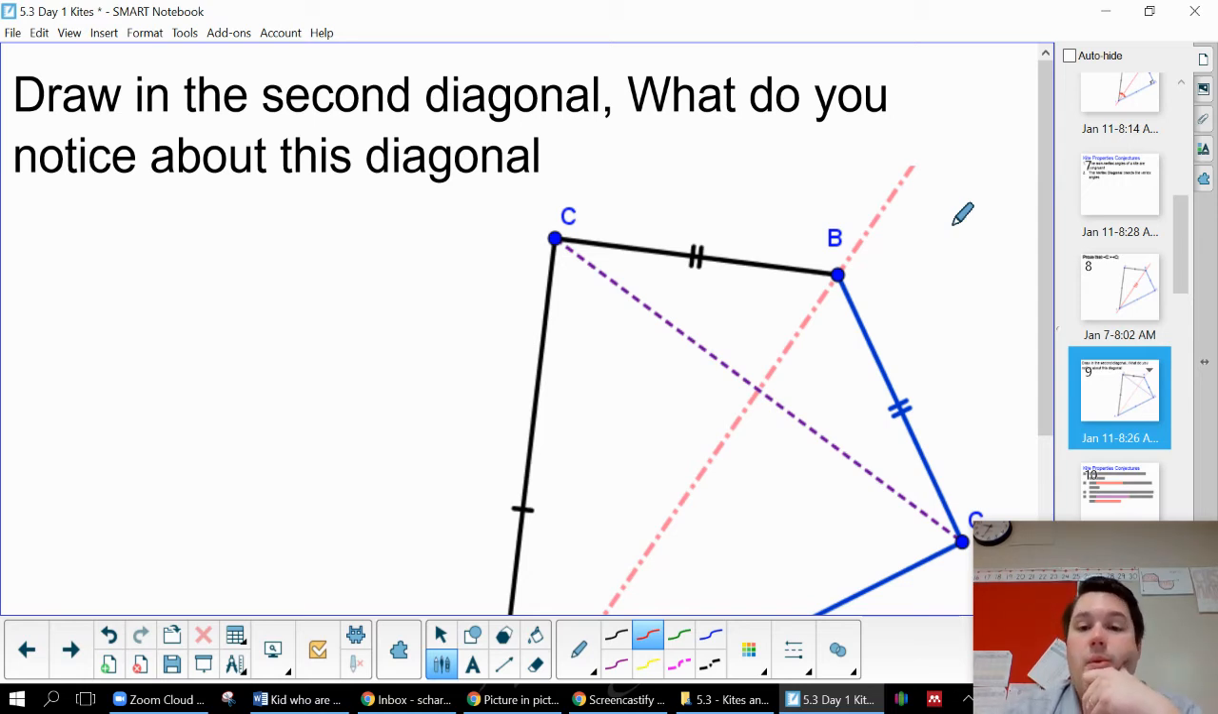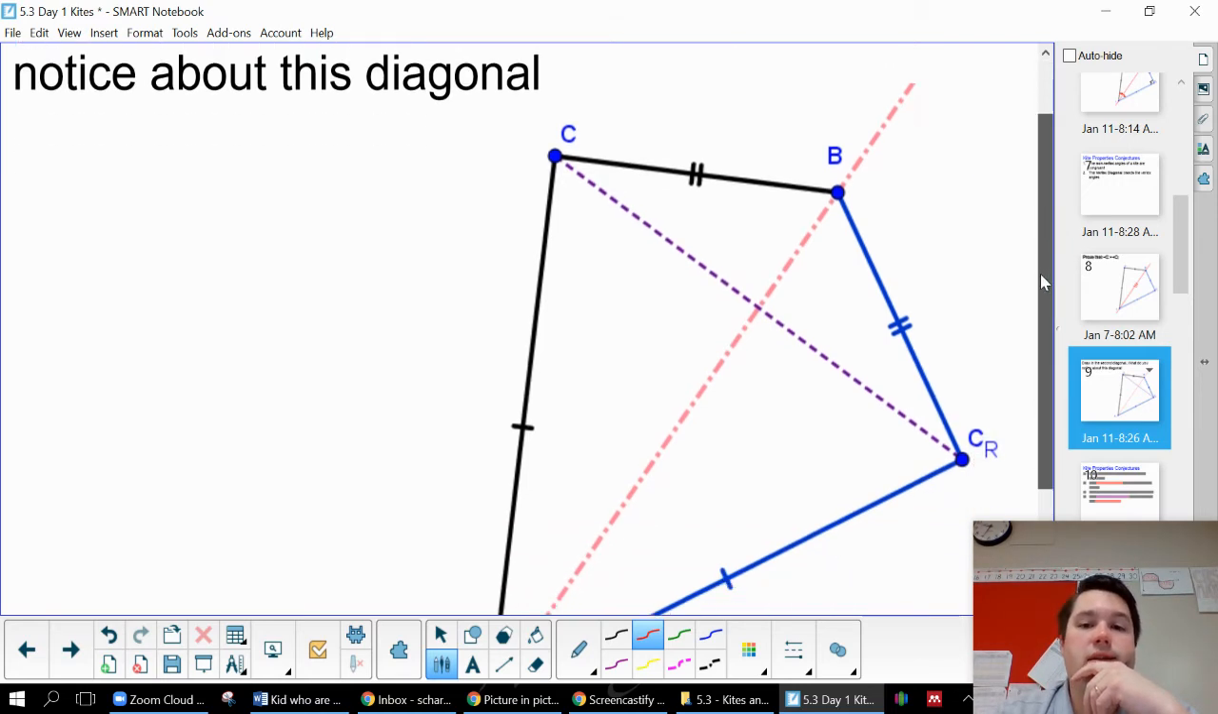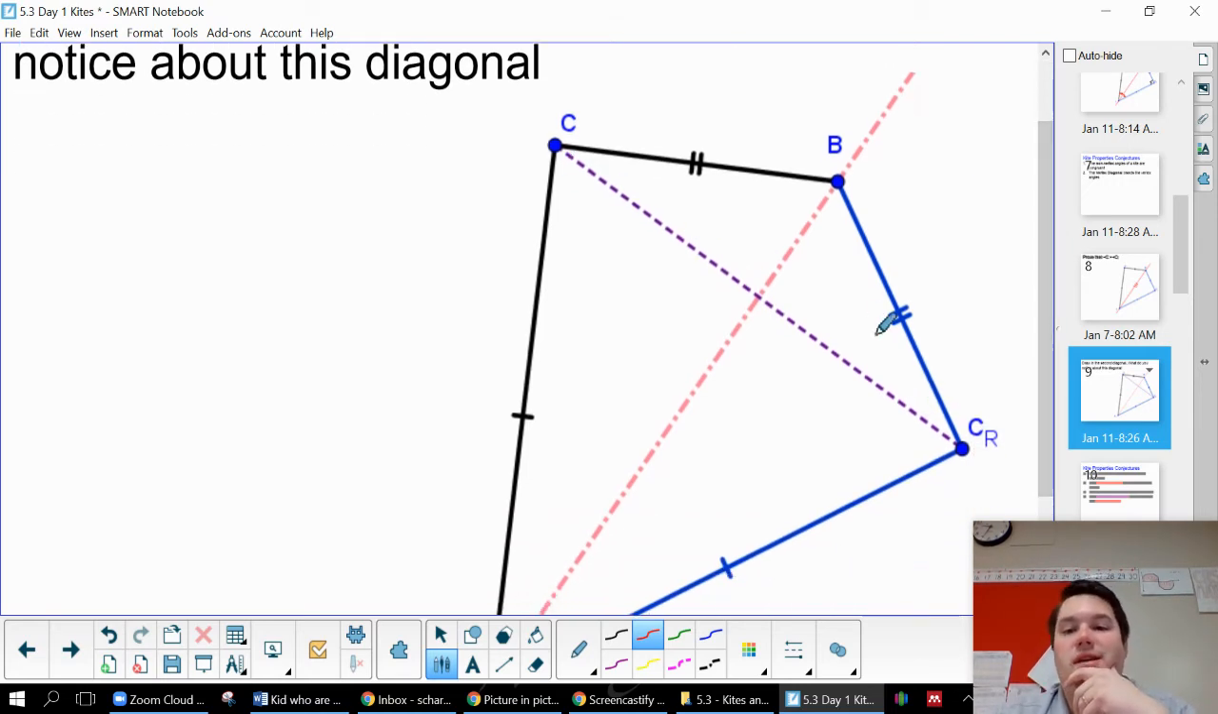Now, one thing we're going to want to do here is also to draw in this second diagonal. We'd call this the non-vertex diagonal, if you will. But a couple of things that you're going to notice here. The first one is that those two diagonals are perpendicular to each other. They form 90-degree angles. And the second thing you might notice is that these two pieces here, I'm going to put 3 marks on those, are congruent. And if you think about how we made this, that makes sense. We did a reflection, so C has to be the same distance from that line as the reflection of C.